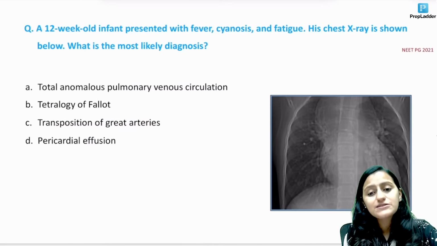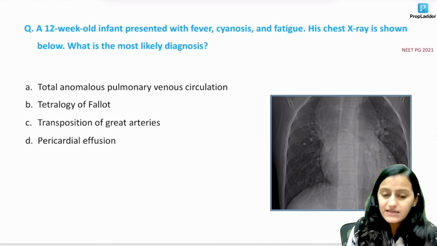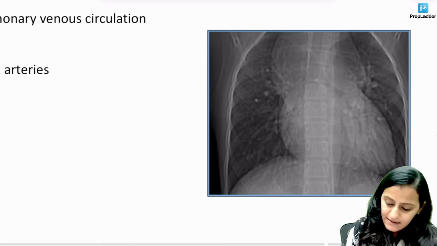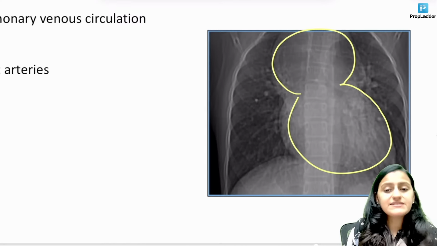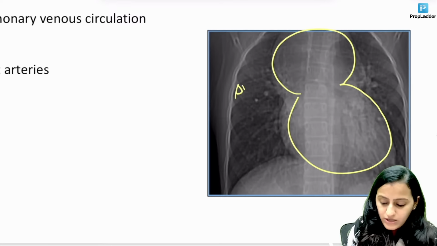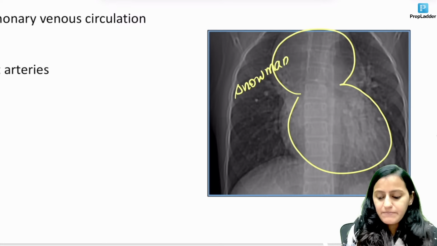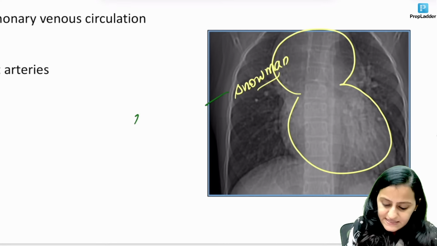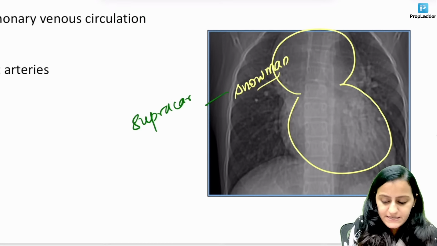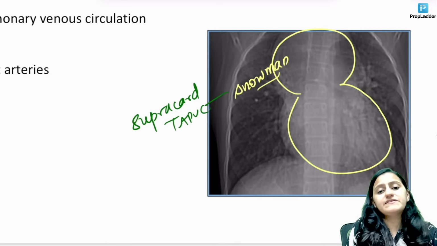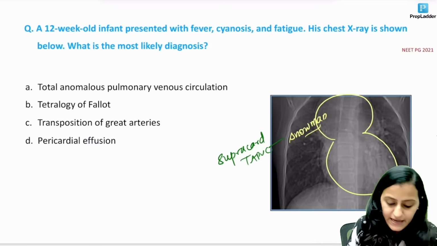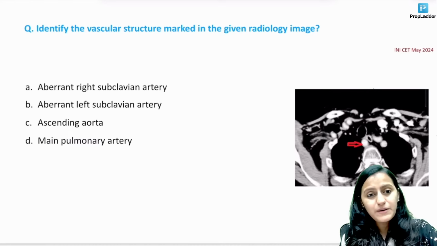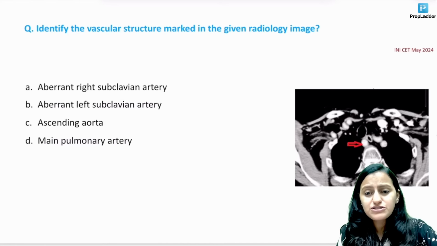Look at the next question. What appearance are you seeing in this image here? Above the heart there is something, right? And then you have the heart here. This is figure of 8 or snowman appearance. Remember, snowman, snow falling from above, supra level. This is seen in what kind of TAPVC? Supracardiac TAPVC. Okay, type 1 or supracardiac TAPVC has this appearance. Next one. Identify the vascular structure which is marked here.